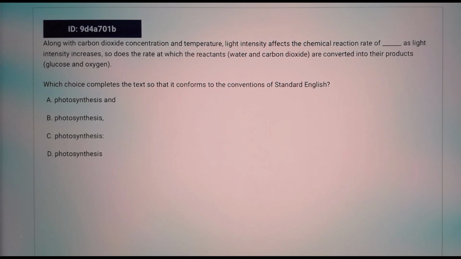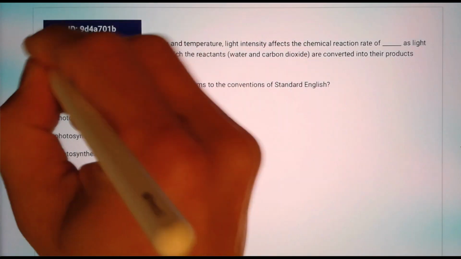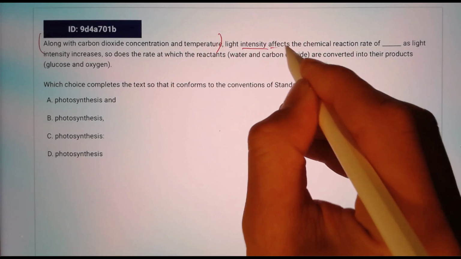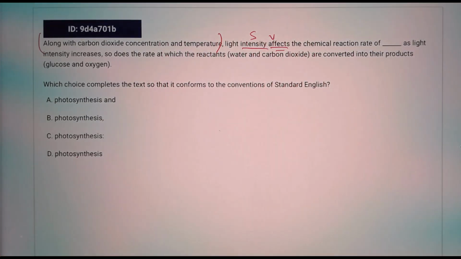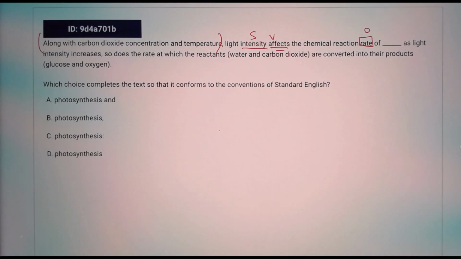Along with carbon dioxide concentration and temperature, that's a phrase with the "along." Light intensity, subject and verb. Light intensity affects the chemical reaction rate, object. Intensity affects rate of photosynthesis.